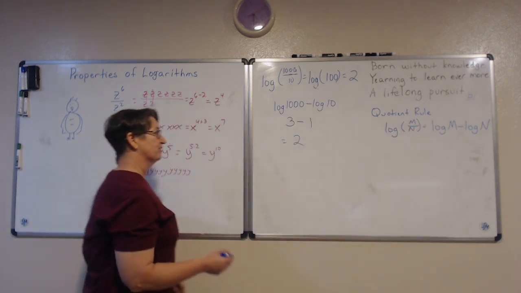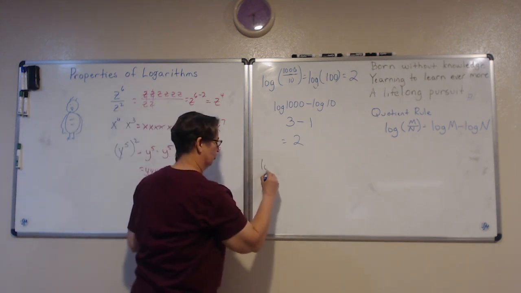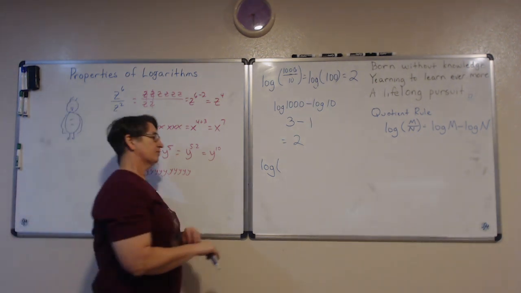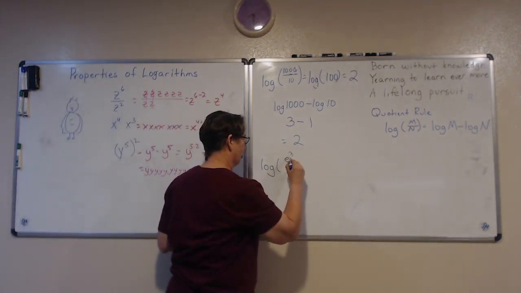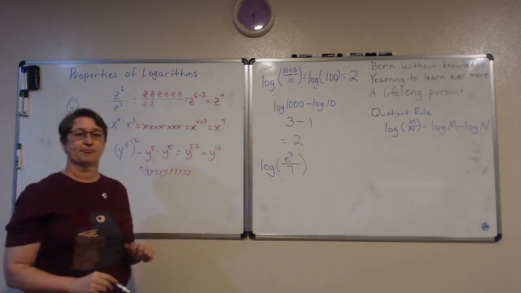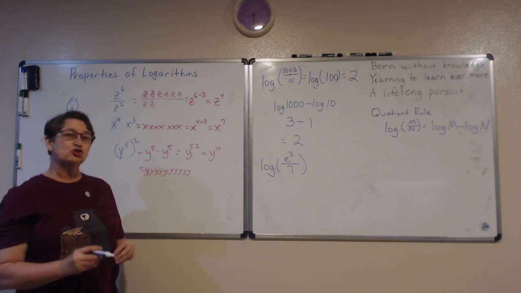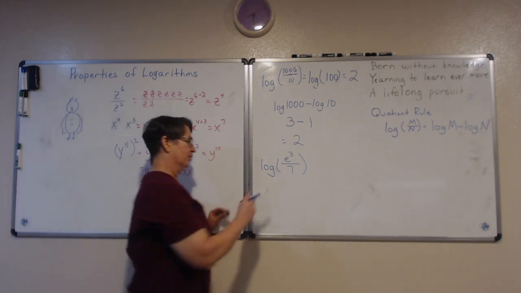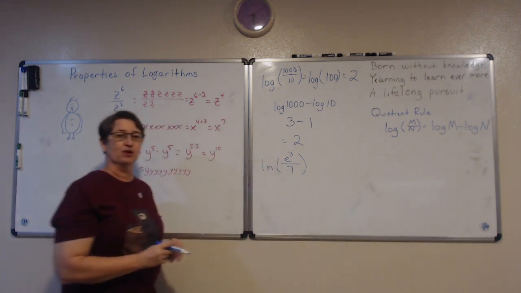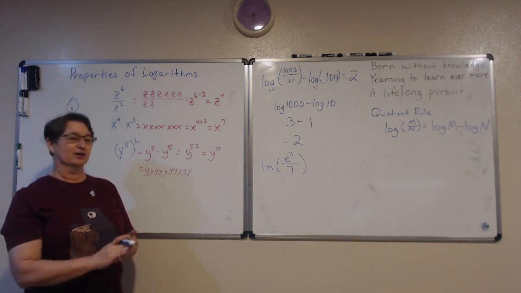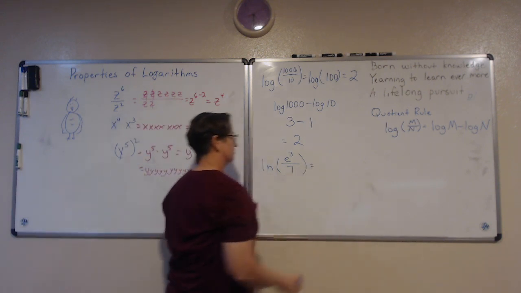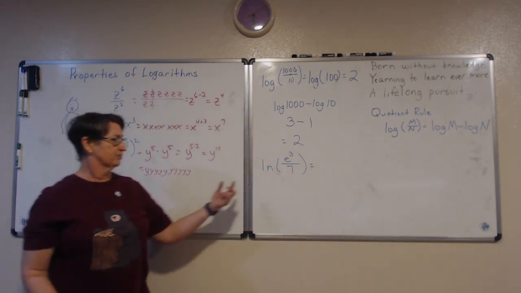All right, let me do another example using that quotient rule. What if I have log of e to the third power over 7? So I'm going to use my quotient rule to help out. Not log, I'm sorry. I'm in natural log. Read it as the natural log. So, the natural log here.